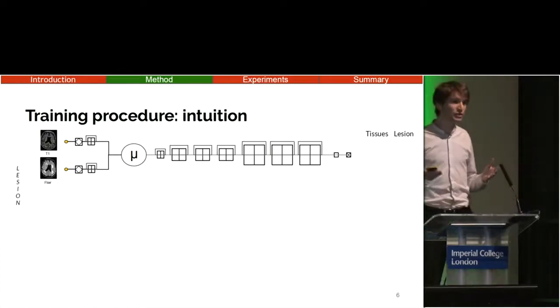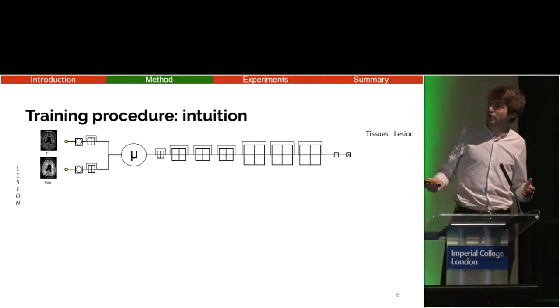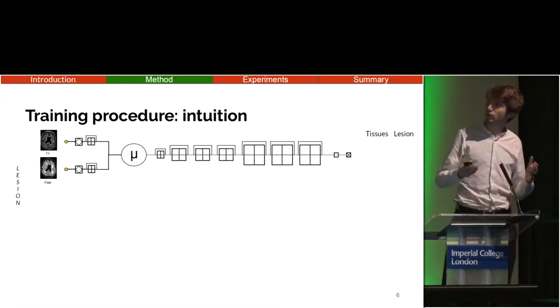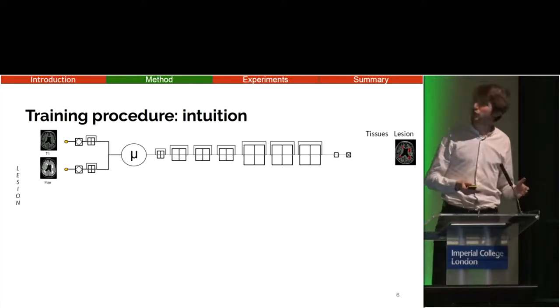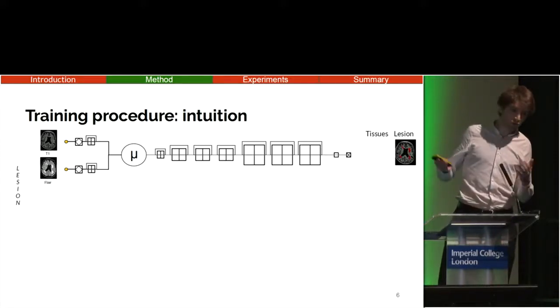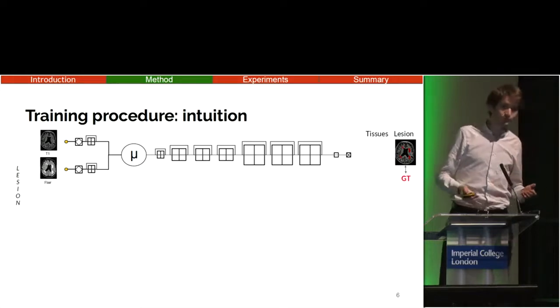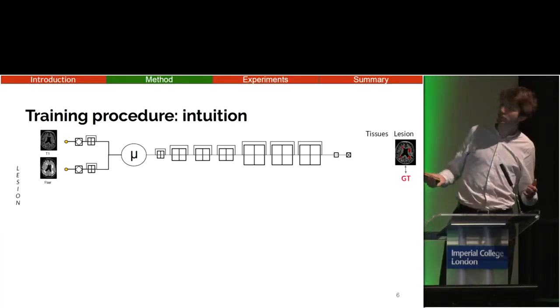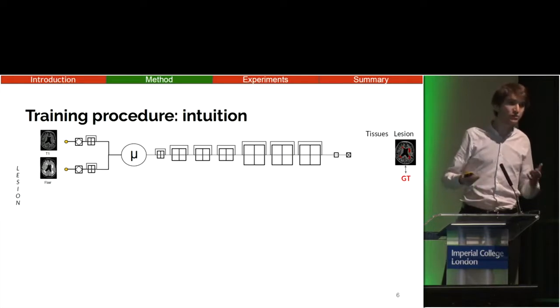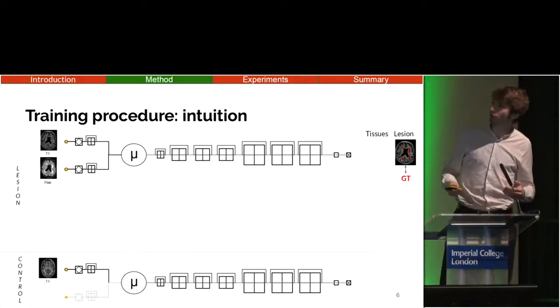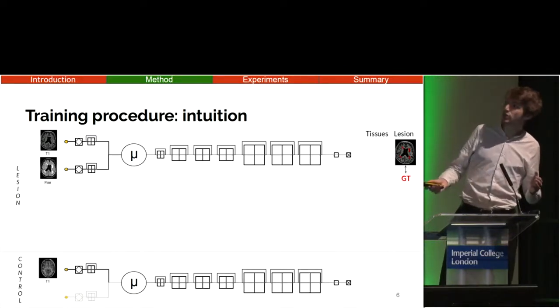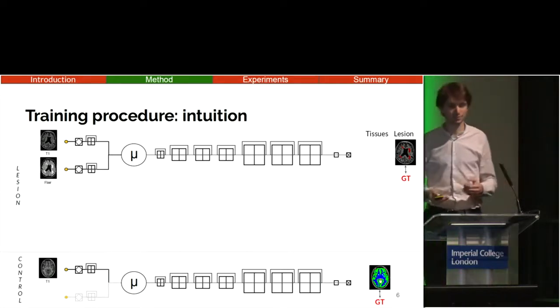First, I would like to give the intuition of our method. In the lesion dataset, we have access to the T1, the FLAIR scan, and the lesion annotation. So we can learn to perform lesion segmentation by comparing the predictions, the lesion outputs, to the ground truth. However, we cannot do so for the tissue segmentation because we don't have access to the tissue annotations. In parallel, we can also train a network to perform tissue segmentation using the T1 control scans that are available and comparing the tissue output with the ground truth provided in the control dataset.